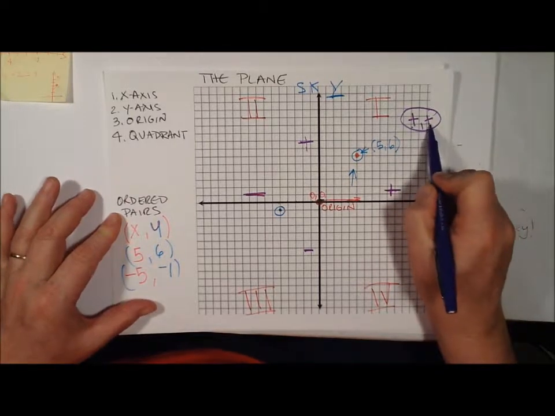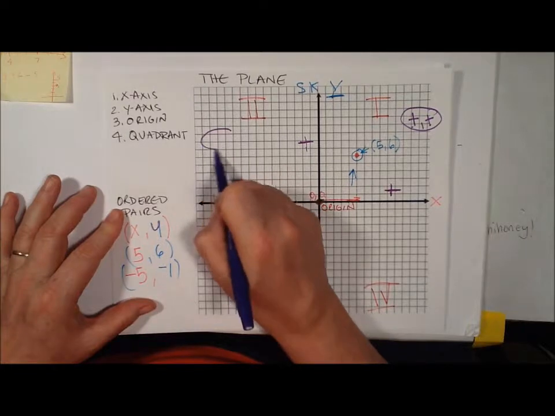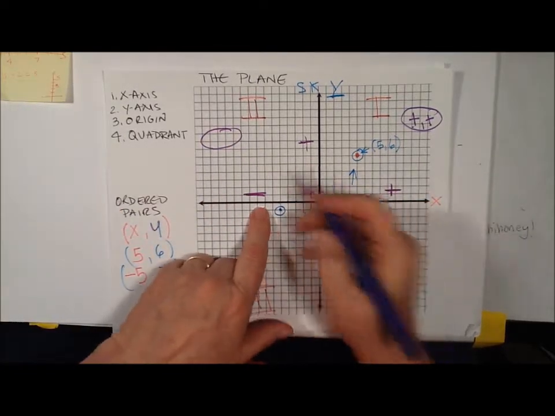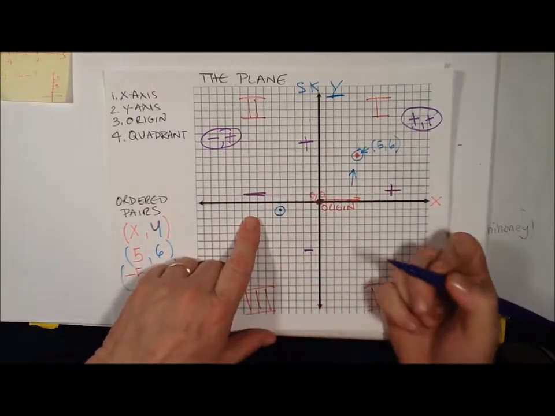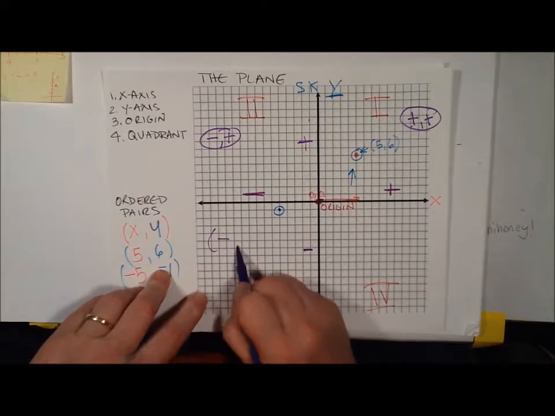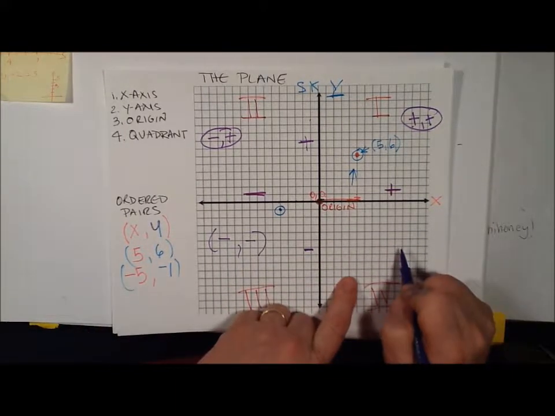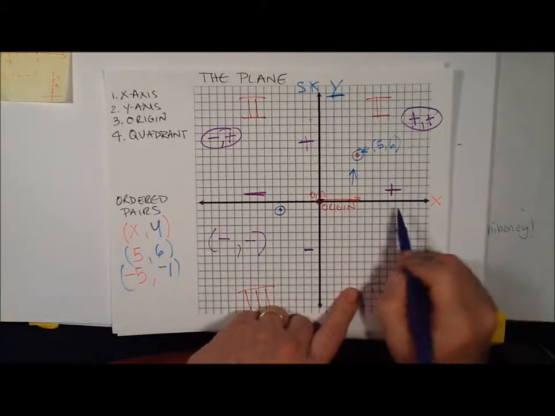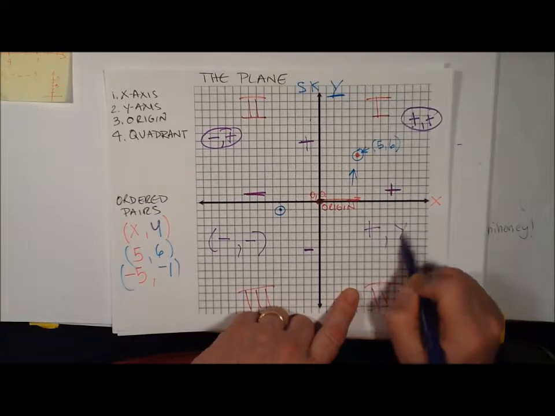Positive x, positive y. If I come to quadrant number 2, I read my x first, so that would be a negative and a positive. In quadrant 3, it would be negative for x, negative for y. And if I come to quadrant 4, it will be positive for x, negative for y.